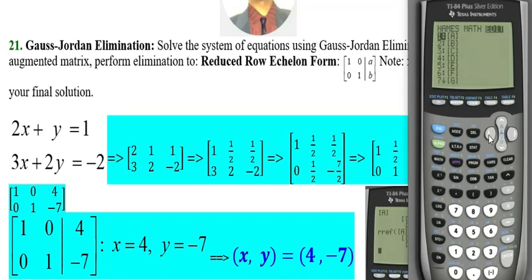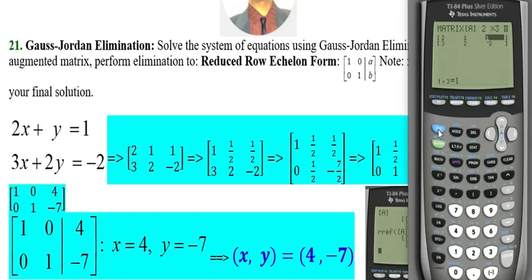Okay, second matrix, edit, A, it is 2 by 3. For X we have 2, 3, for Y we have 1, 2, augmented with 1, minus 2. Okay, so let's make sure our entries are correct. 2, 3, 1, 2, 1, minus 2.